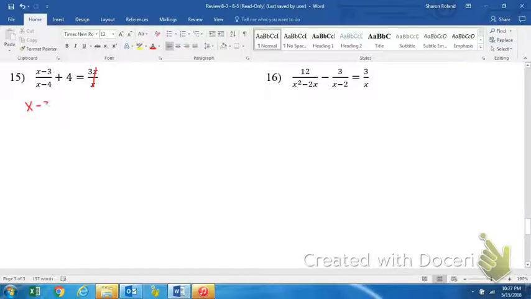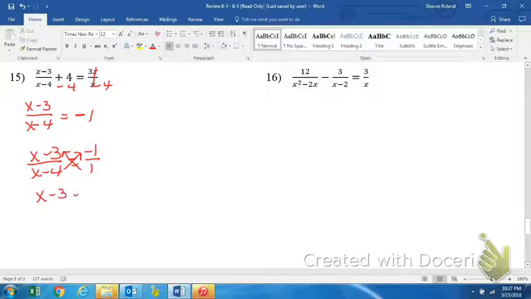You have x minus 3 over x minus 4, and I'm subtracting 4 from both sides, and you end up with negative 1, and so you can cross multiply. You have x minus 3 over x minus 4 equals negative 1 over 1, and just multiply across. So we have x minus 3 equals negative x plus 4.